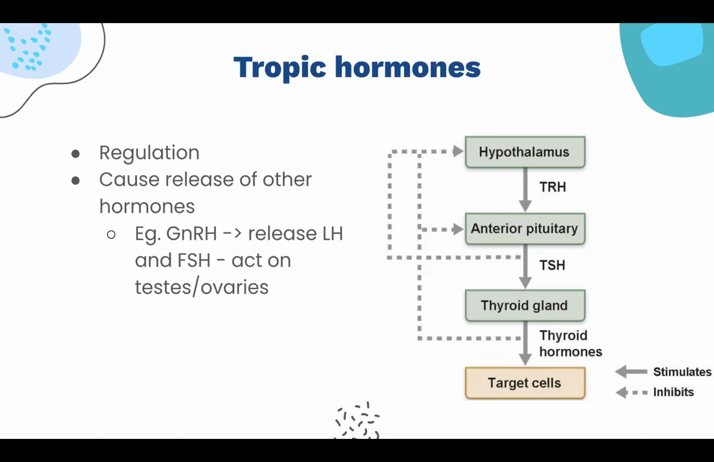This is an example of tropic hormones, which in its most basic definition means causing the release of other hormones. GnRH, gonadotropin releasing hormone, is similar. It's made in the hypothalamus and causes the release of LH and FSH so that it can act on the gonads.